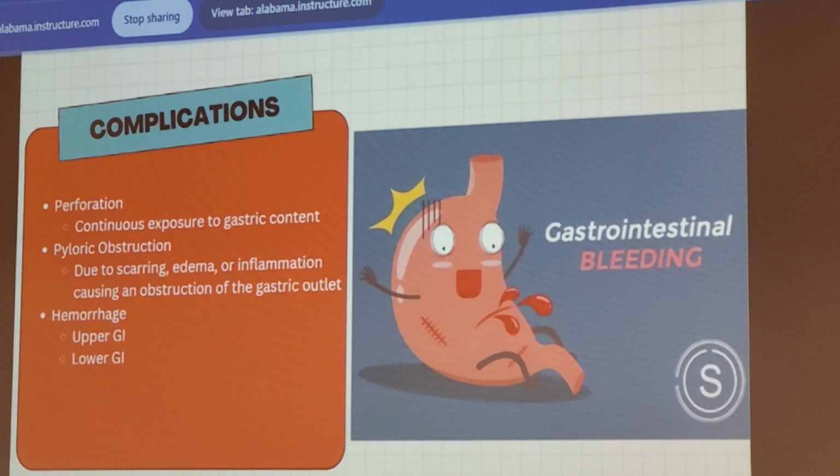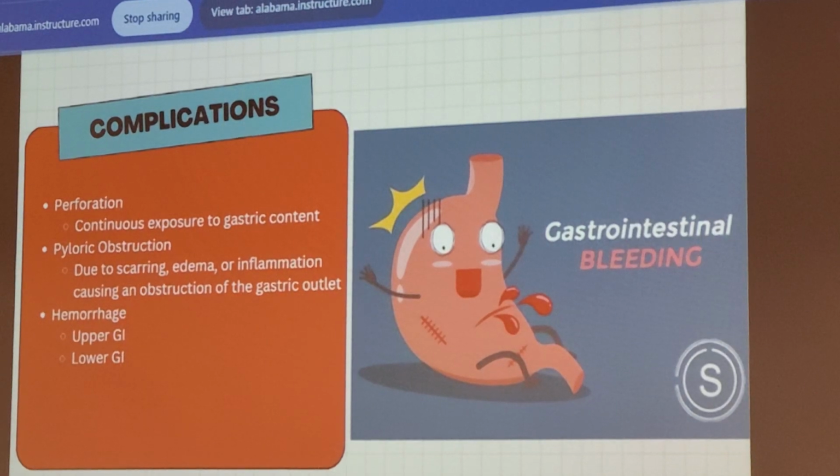What else are they going to complain of if we have a perforation? Peritonitis, so they're going to have a lot of acute pain associated with it. They may be in pain already from an ulcer, but they're going to have really sharp, increased intensity of pain. They're going to have that rigid abdomen. We might start to see some bruising or shadowing when we're doing our abdominal assessment as well.